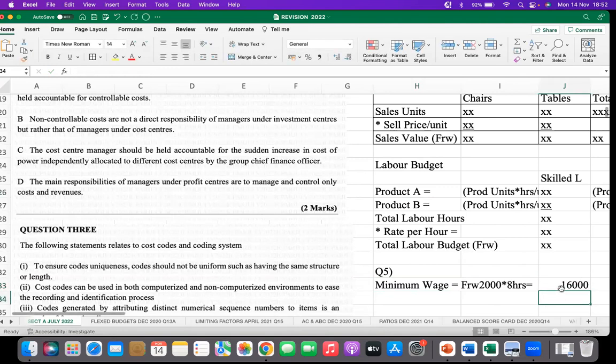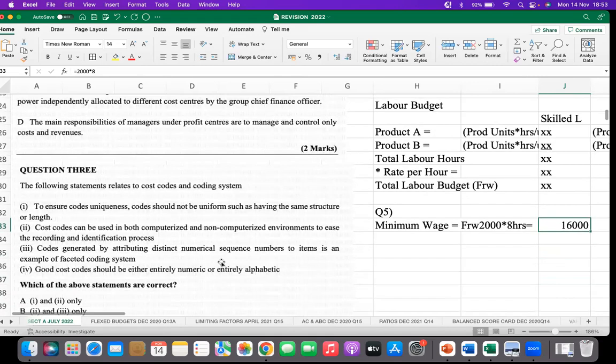What is the meaning of this? If we get a final answer less than 16,000, for example 15,000, you will choose 16,000 because 16,000 is the guaranteed minimum wage you can receive. So if you work for less than 16,000, you will receive 16,000. But if you work for more than 16,000, you will receive what you worked for.